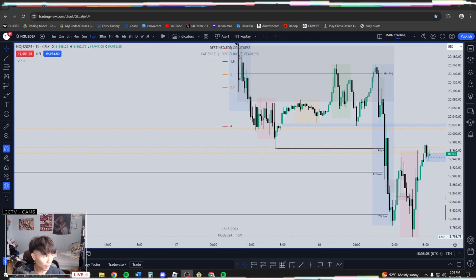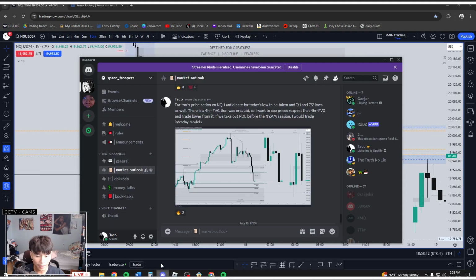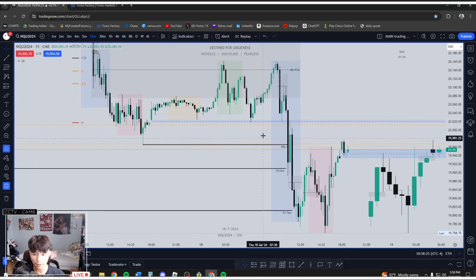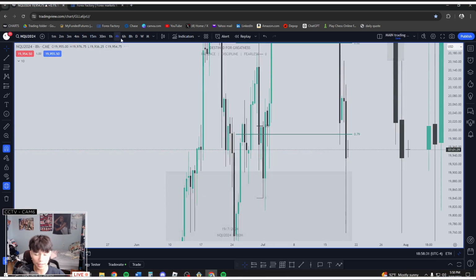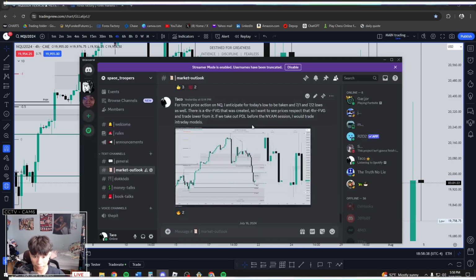So, coming into today, I was actually anticipating. This was put out yesterday at 5:14 p.m. I said for tomorrow's price action on NQ, I anticipate for today's low to be taken. What I mean by today's low is the previous day low, and I was anticipating for previous day low to be taken just based on how this daily candle closed here. So I anticipate for prices to take out previous day low.